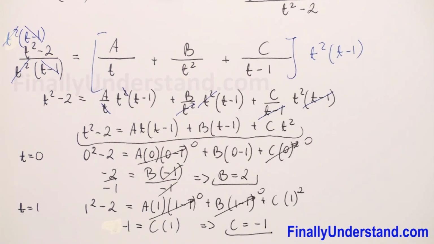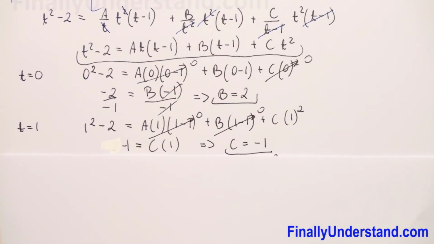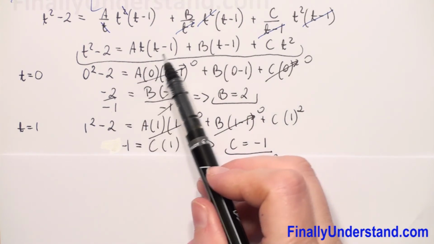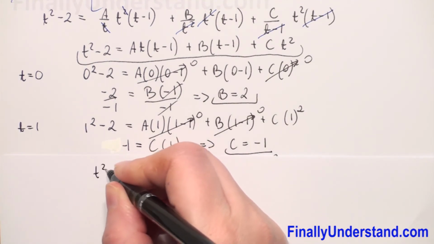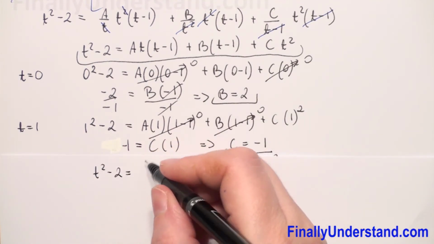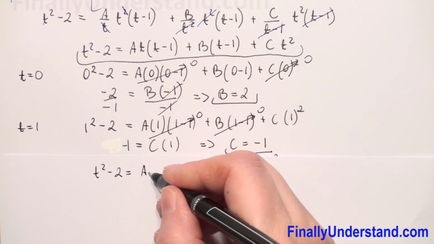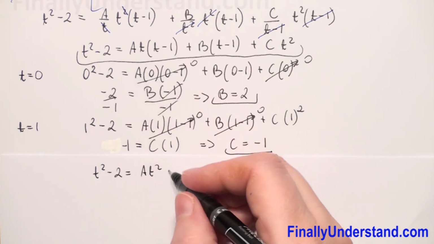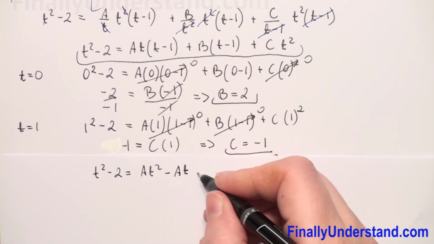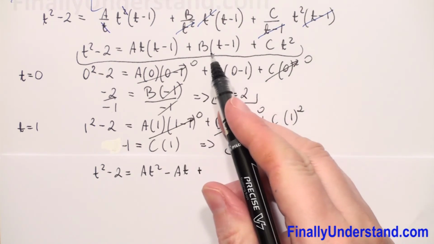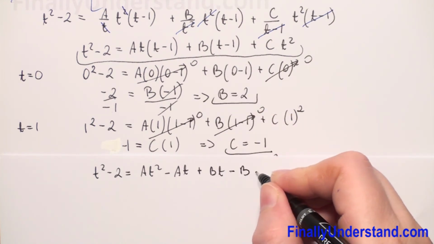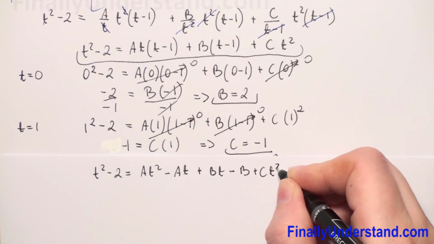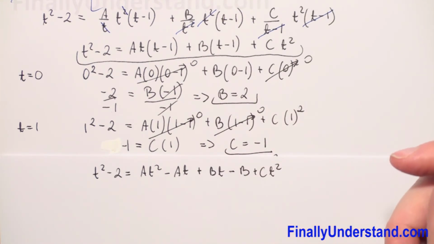Now we have to find a. To find a, we first need to do multiplication on the right side. So let me copy the left: we have t squared minus 2. This is equal to a times t, so it will be a t squared, a times negative 1 is negative a t, plus we have b times t is bt, b times negative 1 is negative b, and we have plus c t squared. Now we have to combine the like terms.